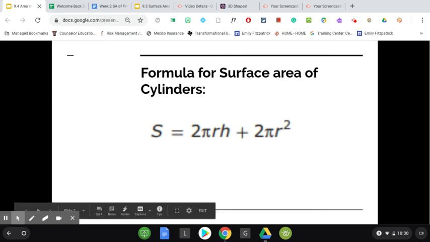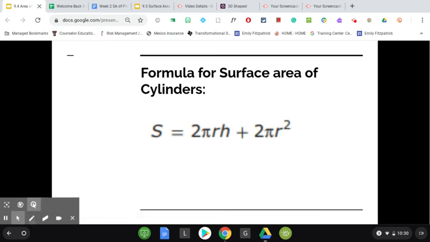So here's our formula for the surface area of cylinders. S just stands for surface area, and then we have 2 pi r h plus 2 pi r squared. I think it's pretty self-explanatory. We only have two variables here.